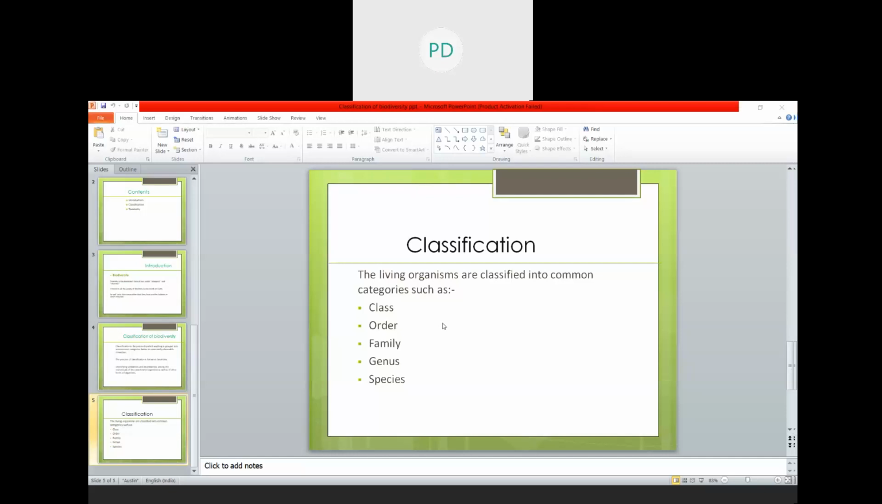Next is family. Family has a group of related genera with still less number of similarities as compared to genus and species. For example, among animals, genus Panthera, comprising lion, tiger, leopard, is put along with genus Felis, cat, in the family of Felidae.